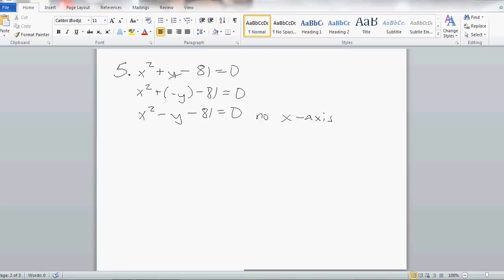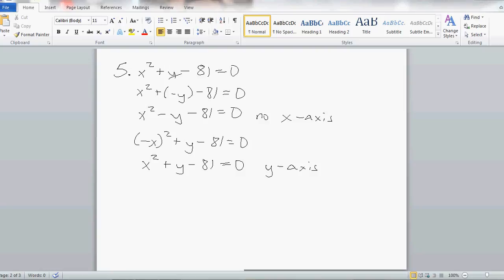To determine whether or not we have y-axis symmetry, what we need to do is substitute negative x for x. So this becomes negative x squared plus y minus 81 equals 0. But negative x, the whole thing squared, is the same thing as x squared. So we get x squared plus y minus 81 equals 0, which means there is y-axis symmetry.